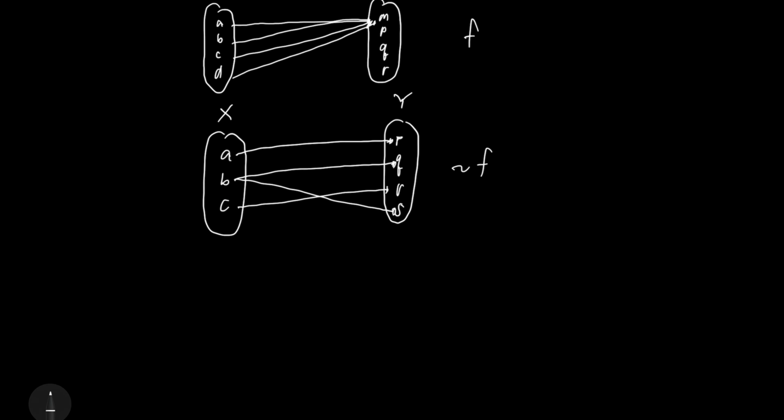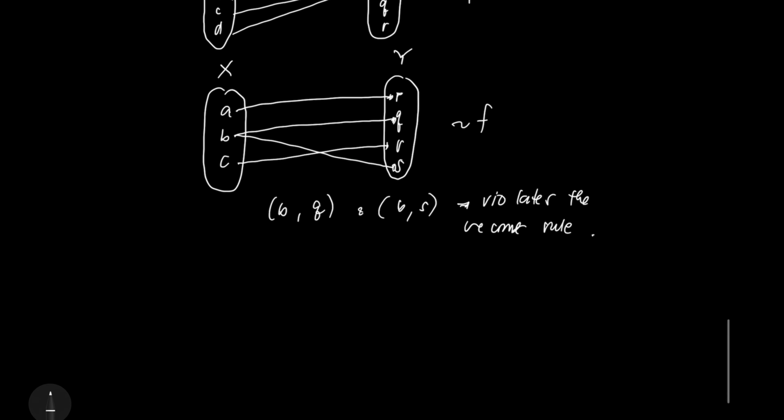Why? If you try to consider element B in X, it is associated to Q. At the same time, it is associated to S. So this B associated to Q and B associated to S makes it not a function. It violates the second characteristic or rule, the second rule of a function. So this is not a function.